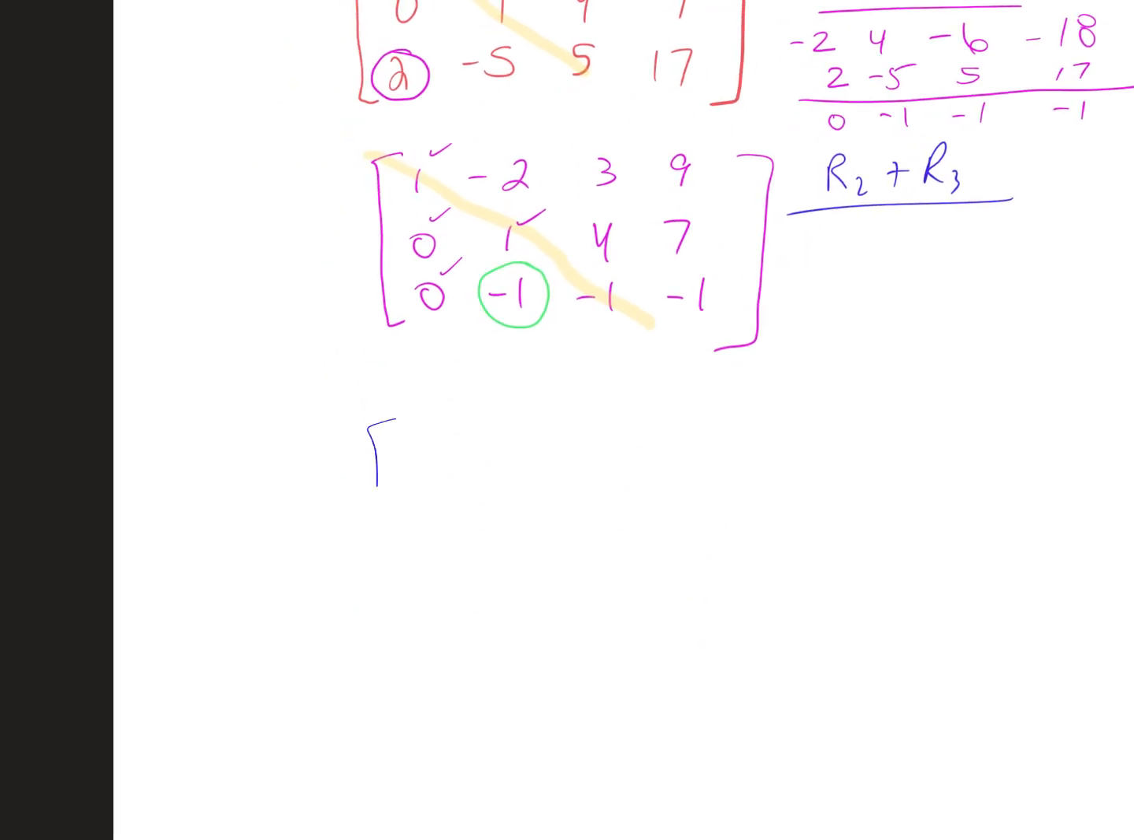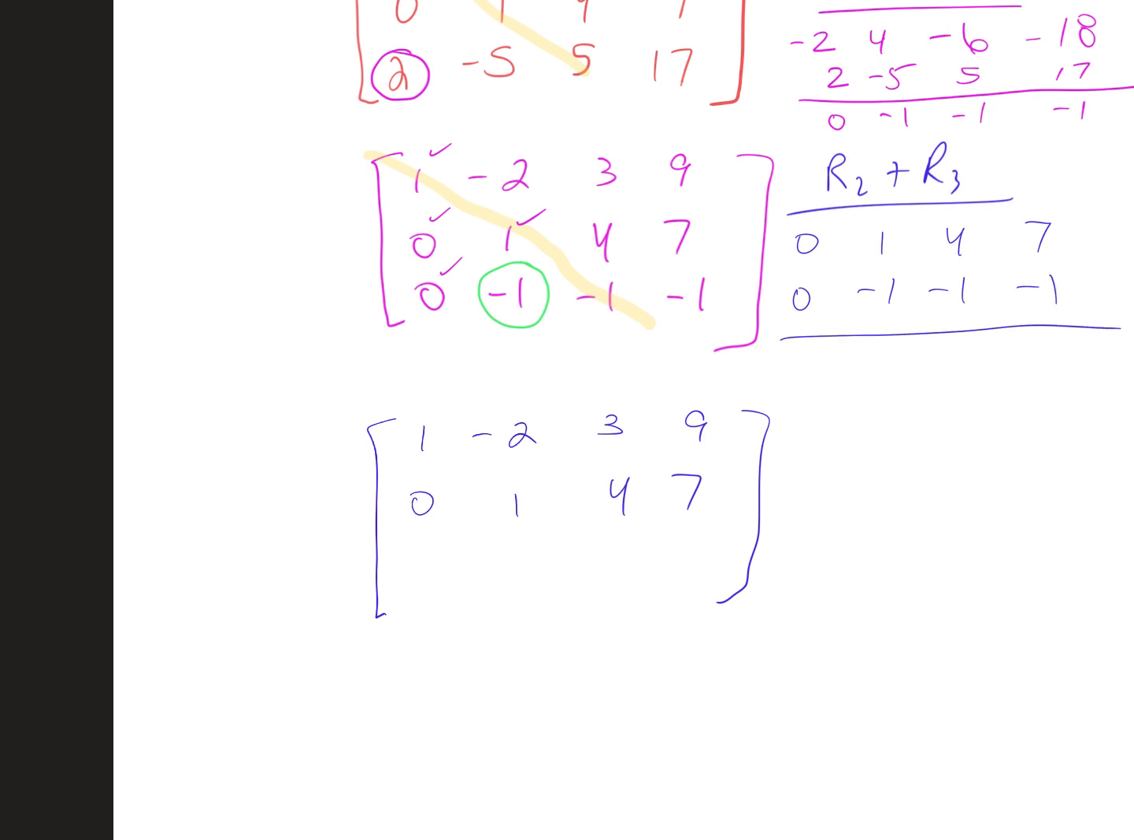So my first row stays the same: 1, negative 2, 3, and 9. My second row is still the same: 0, 1, 4, 7. So I'm going to take row 2, which is 0, 1, 4, and 7, and add it to row 3: 0, negative 1, negative 1, negative 1. What happens when I have 0 and 0? 0, okay? What's 1 minus 0? 0. What's 4 minus 1? 3. And then what's 7 minus 1? 6.